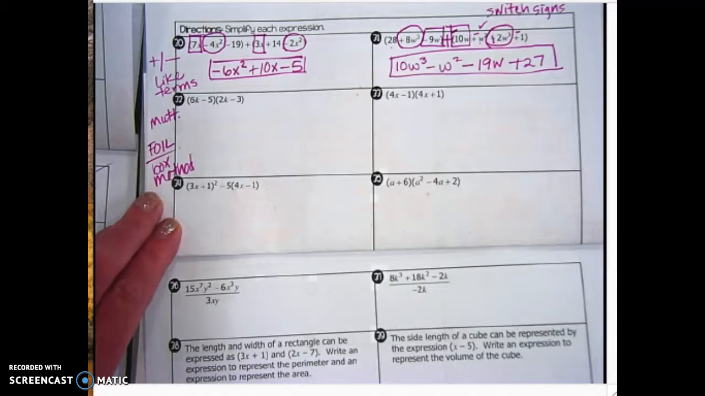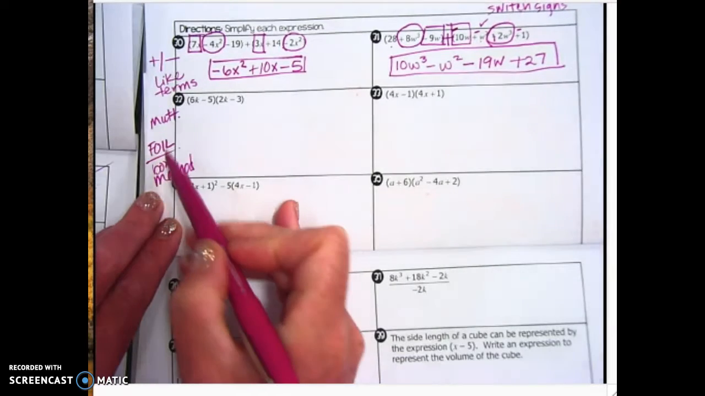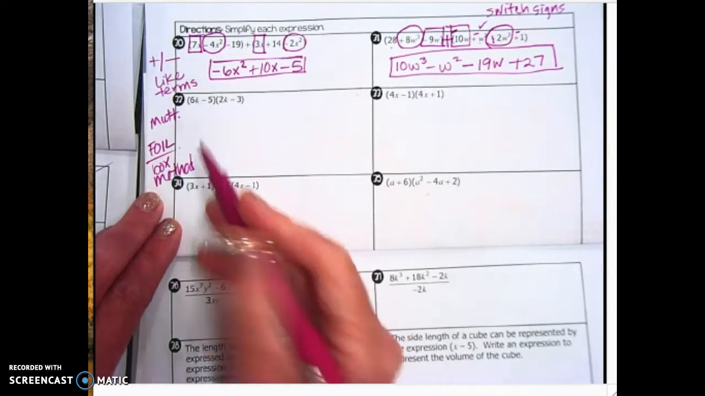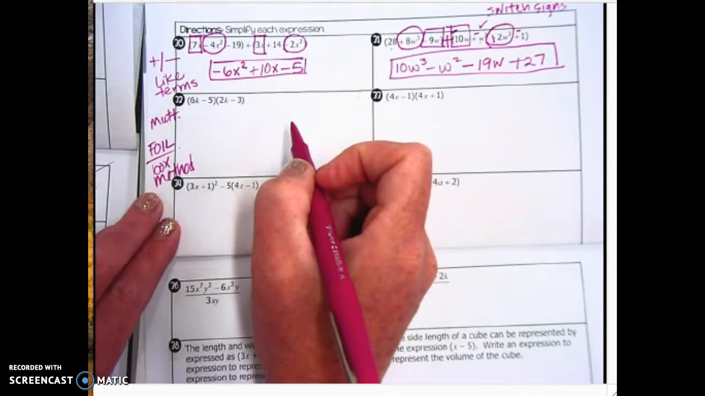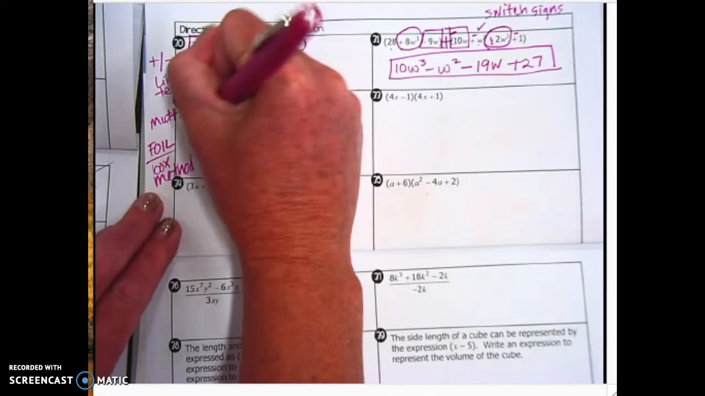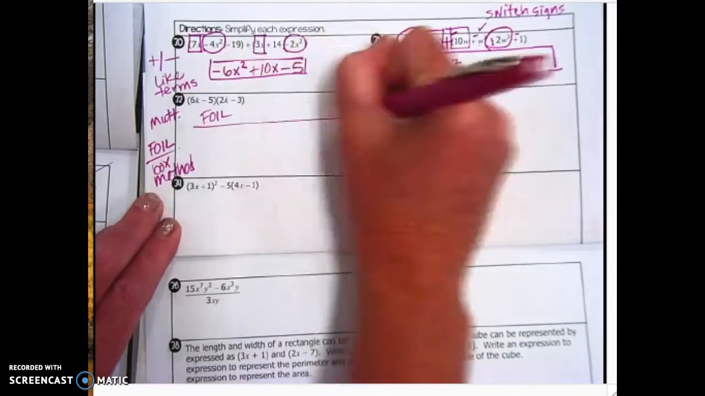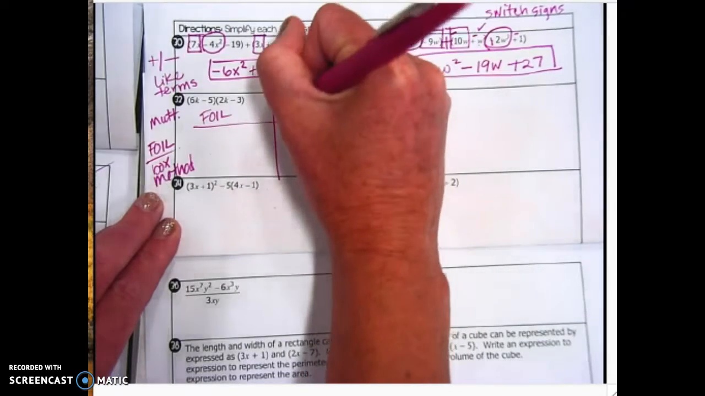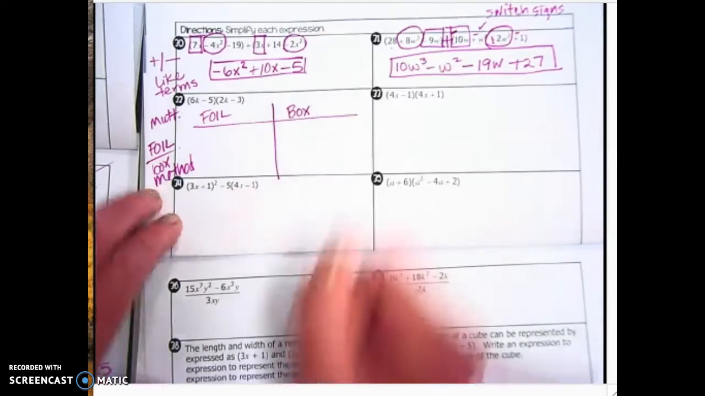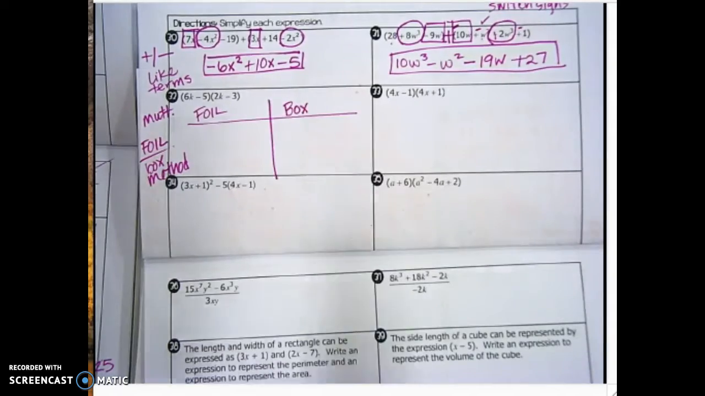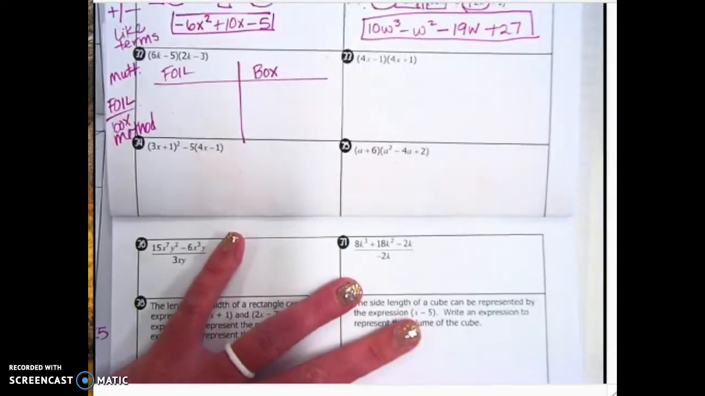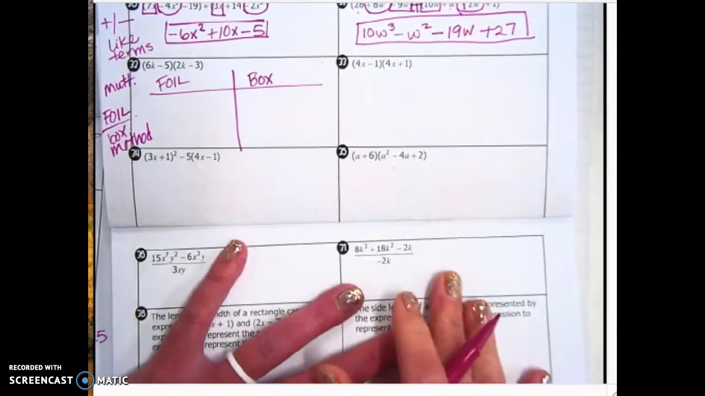Hopefully your Algebra 1 teacher taught you one or the other, or maybe both of these. I'm going to show you both in box 32. I'm going to do the FOIL method first, and then I'm also going to do the box method. You're going to see that they both get the same answer, so you can choose to do whichever way you prefer.